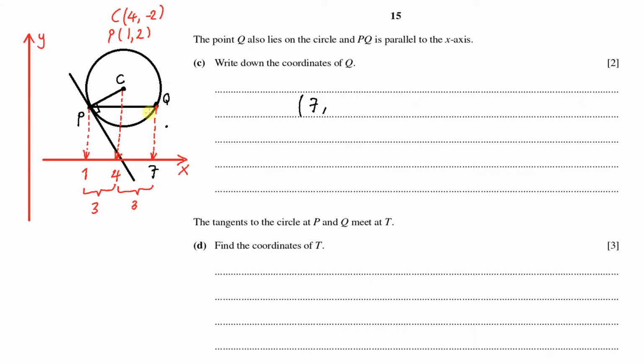And then you can also see that since PQ is parallel to the x-axis, the y coordinate of Q, which we can read on the y-axis, should also be the same as the y coordinate of P, since they're on the same level. So the y coordinate of P is 2. It therefore also means that the y coordinate of Q should also be 2. So we now have the coordinates of Q. That's 7, 2. And that's how we deduce the coordinates of Q.